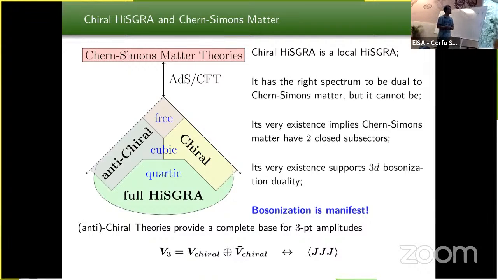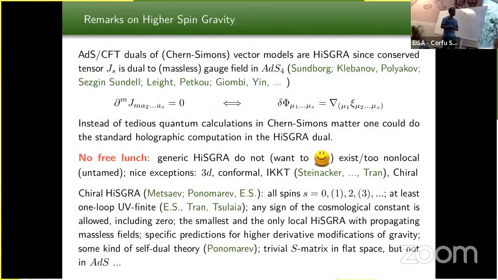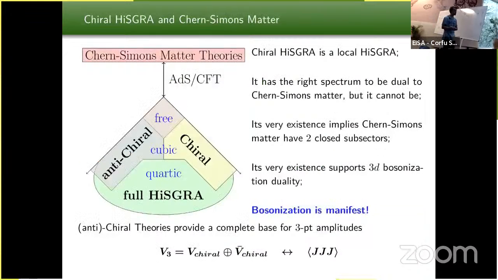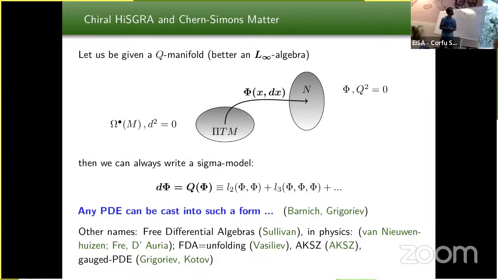Nevertheless, its very existence also supports this three-dimensional bosonization duality, and you can make specific predictions for correlation functions and so on. If you attack the bosonization duality through higher spin gravity, bosonization is manifest, because higher spin fields are dual to currents, and they're completely insensitive to what kind of matter these currents are built from. So if you can make some general statements regarding correlation functions from higher spin gravity, then you prove the duality, because it will be true for all models of this type. But what I'm going to do now is try to tell you a bit more about this L infinity algebra.